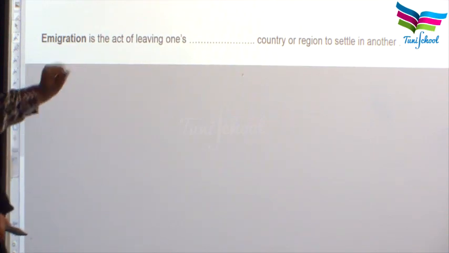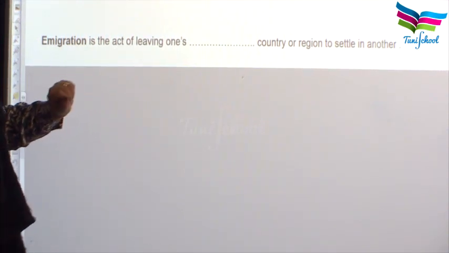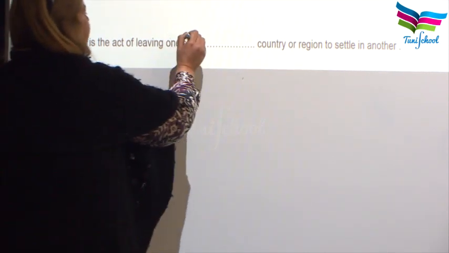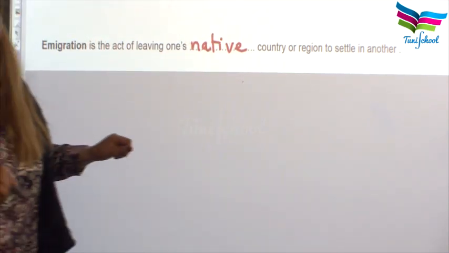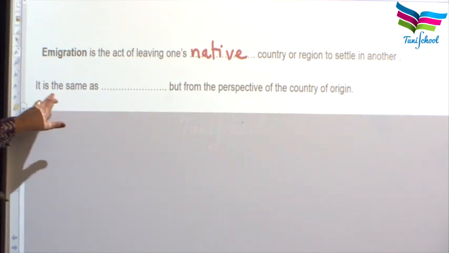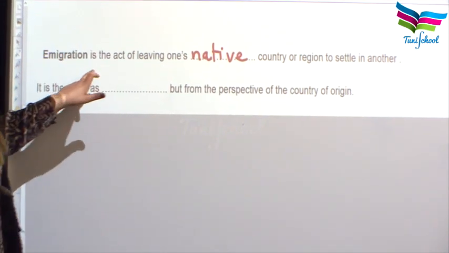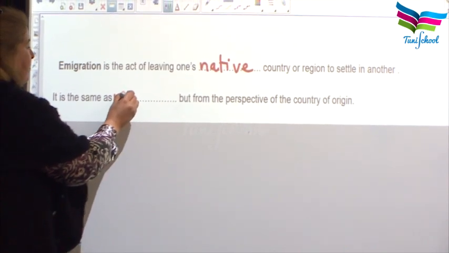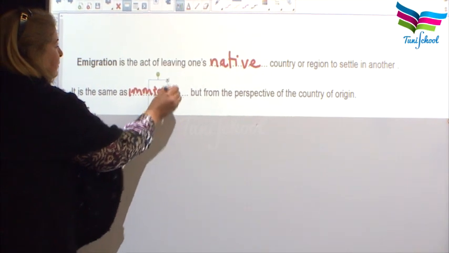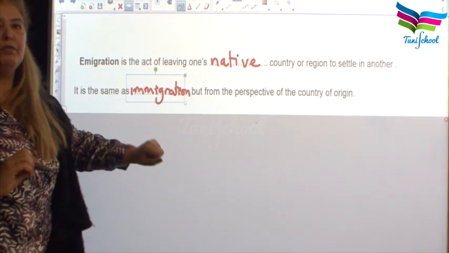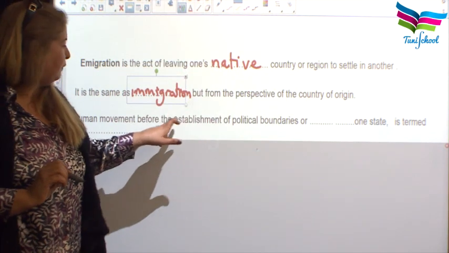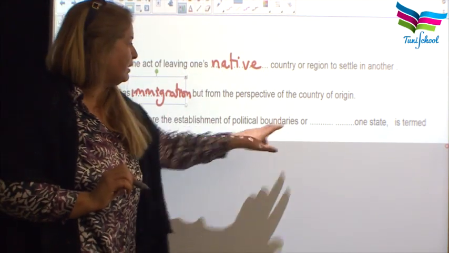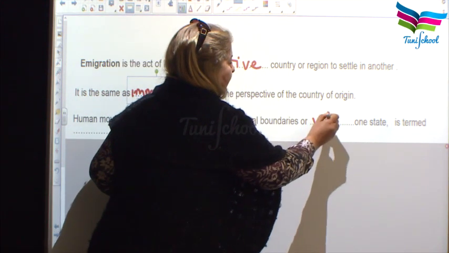Okay? So, what is emigration? Emigration is the act of leaving what? One's native country or region to settle in another. It is the same as what? So here we are speaking about emigration. It's the same as immigration, but from the perspective of the country of origin. Human movement before the establishment of political boundaries or within, it means inside.